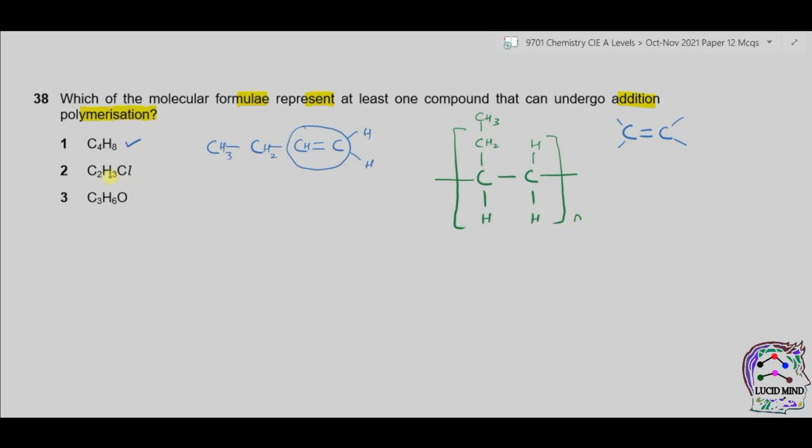In the second one, we have 2 carbon, 3 hydrogens and 1 chlorine. Let's draw the structure. We have 2 carbons, 3 hydrogen atoms, and 1 chlorine atom. Now there must be a double bond because each carbon makes 4 bonds. So as a double bond is present, it can also undergo addition polymerization. And the repeat unit will be like this. We have carbon, carbon single, H, H and H, Cl.